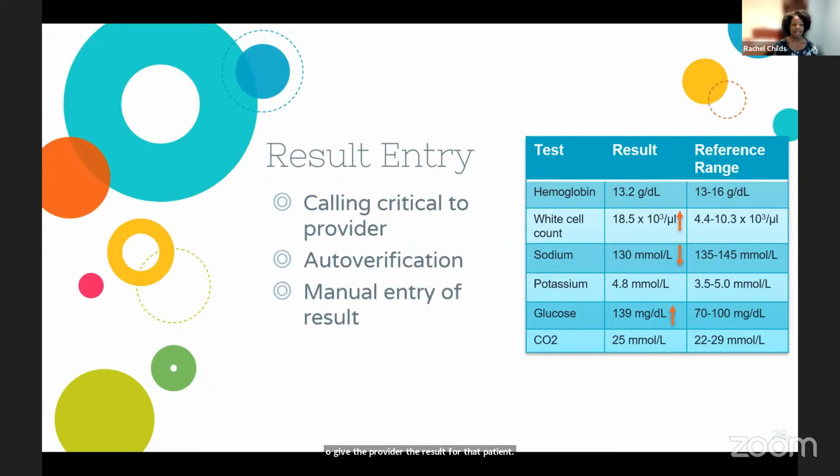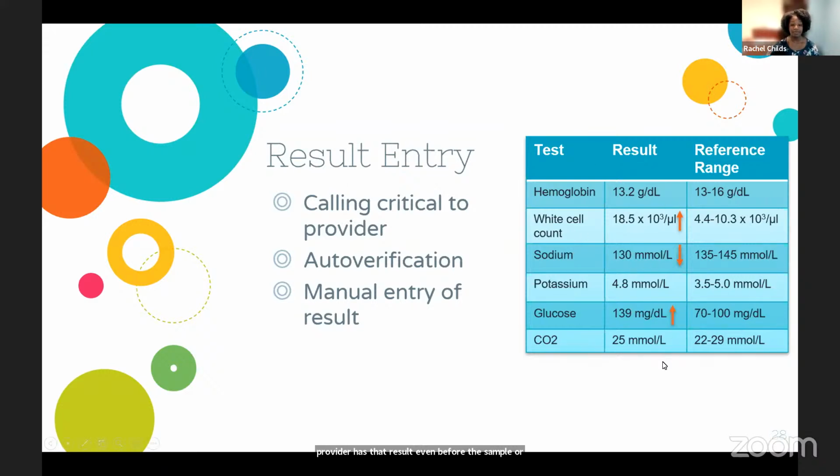There's a lot more that is involved than just sending a result out to the medical record of that patient's chart. So some things to keep in mind: if there are critical values for a patient, we need to call those to the provider or nurse before we can even enter that result into the patient's chart. What the medical laboratory science professional does is call in criticals to make sure that the nurse or provider has that result even before the result can be entered into the system.